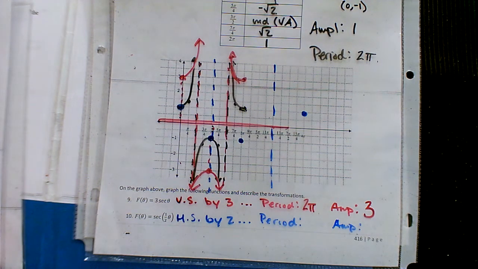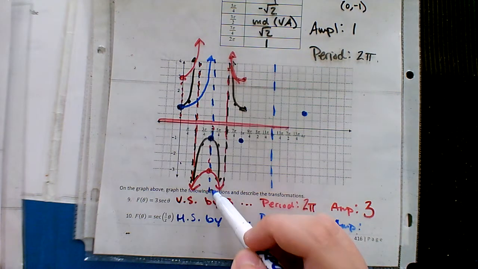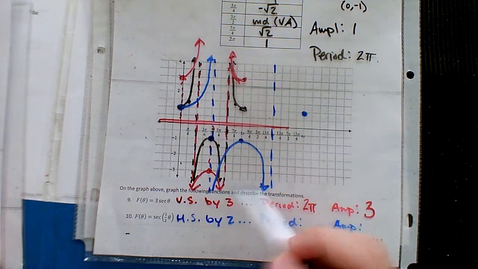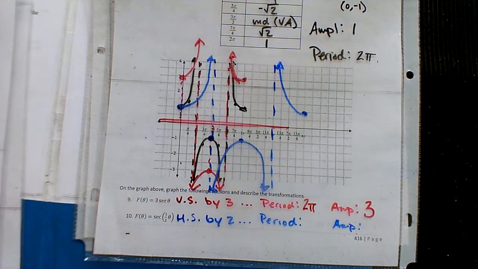So we're going to keep the same shape trapped between the asymptotes. Notice how we've horizontally stretched the black graph. Okay, we made it wider. Our parabolas are larger horizontally.